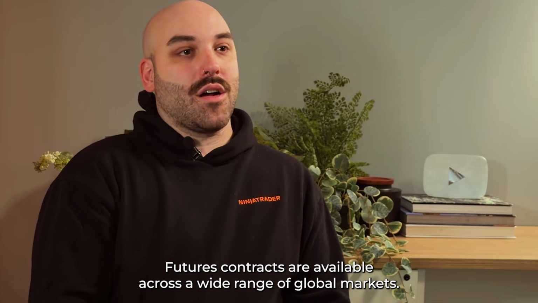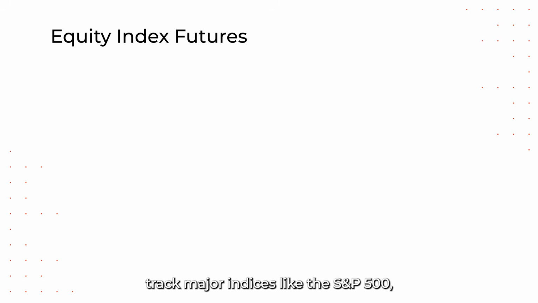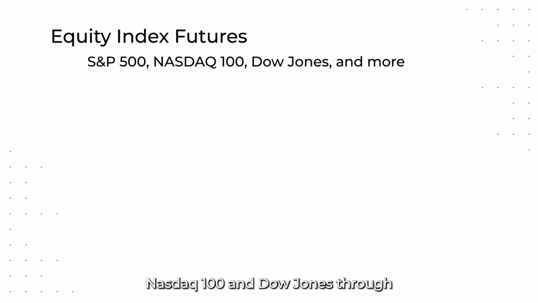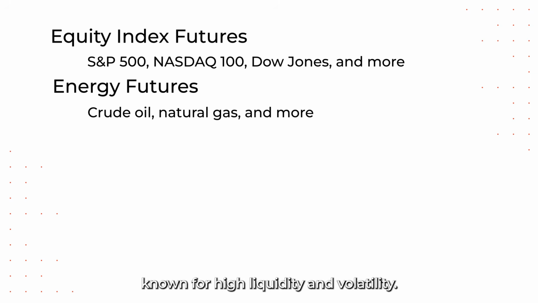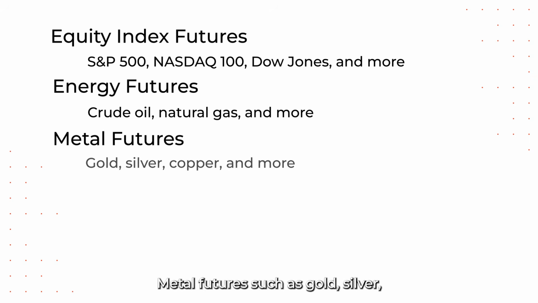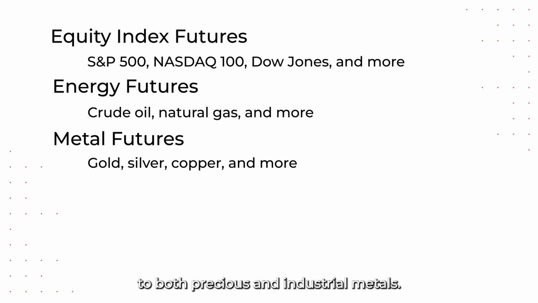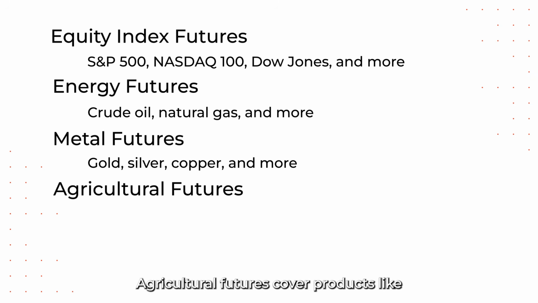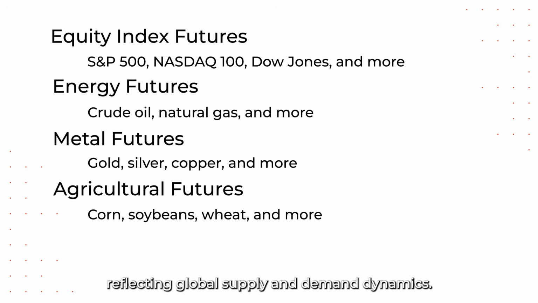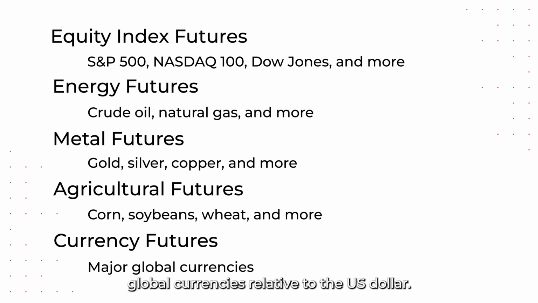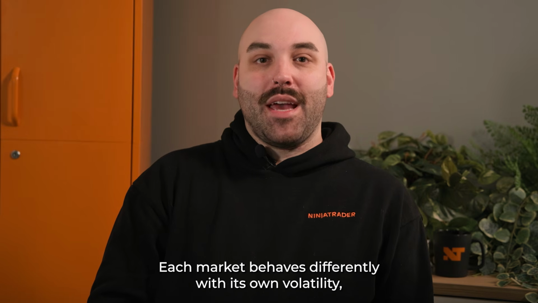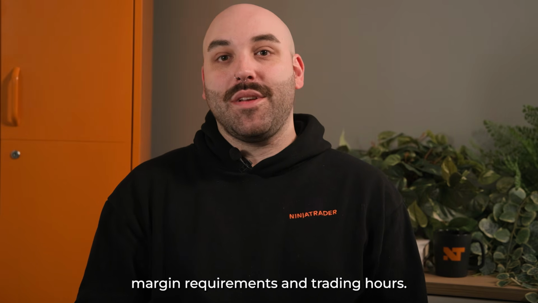Futures contracts are available across a wide range of global markets. Equity index futures allow traders to track major indices like the S&P 500, NASDAQ 100, and Dow Jones through E-mini and micro E-mini contracts. Energy futures include markets like crude oil and natural gas, known for high liquidity and volatility. Metal futures such as gold, silver, and copper provide exposure to both precious and industrial metals. Agricultural futures cover products like corn, soybeans, and wheat, reflecting global supply and demand dynamics. And currency futures offer exposure to major global currencies relative to the US dollar. Each market behaves differently with its own volatility, margin requirements, and trading hours.